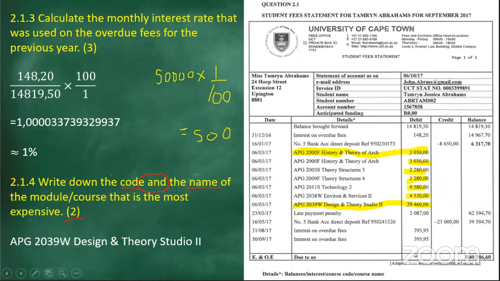That's all you needed to do. You just needed to read your statement and provide the answer. That was free 2 marks. You can see.